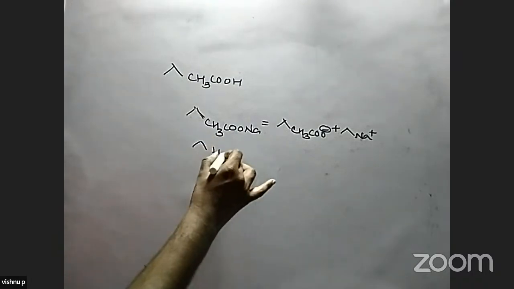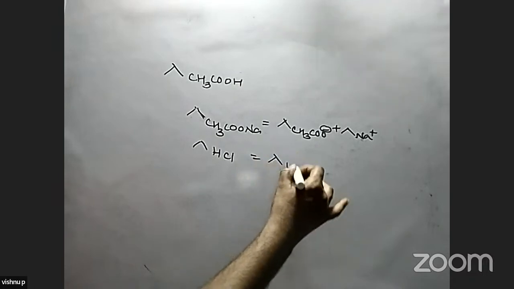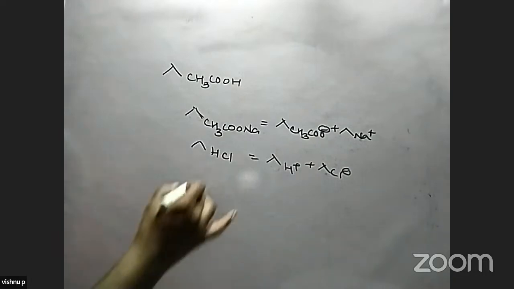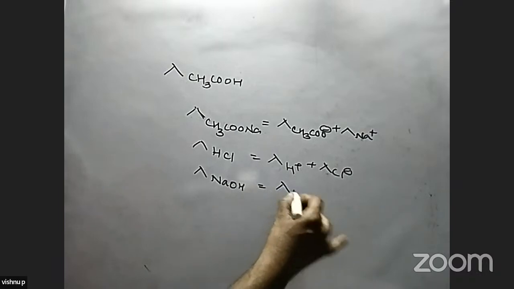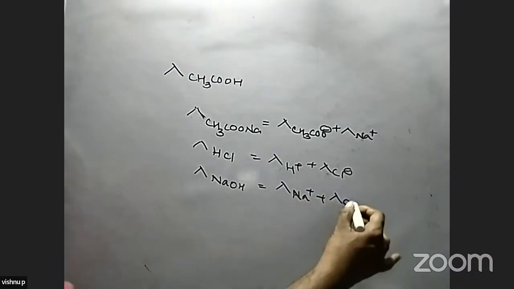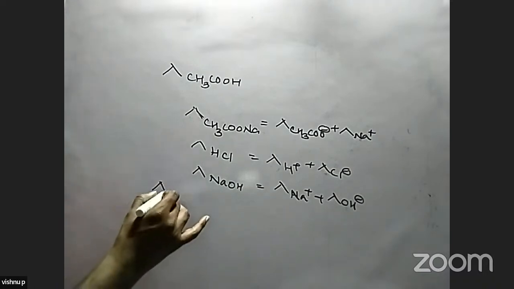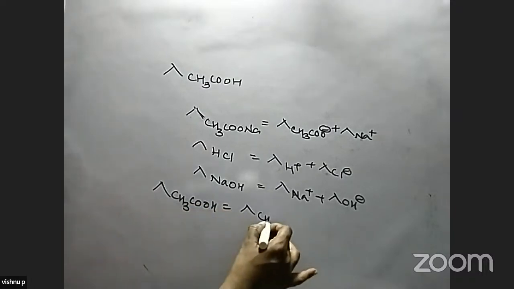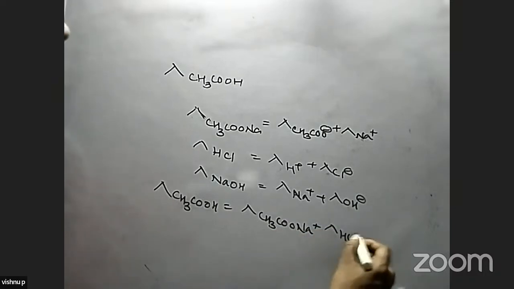And in the same way we take HCl, it is also a strong acid, so it is dissociated into H plus and also Cl minus completely. If we take NaCl, it is also dissociated into Na plus and also Cl minus completely. So we use this equation. Conductivity of acetic acid is equal to conductivity of sodium acetate plus conductivity of HCl minus conductivity of NaCl.